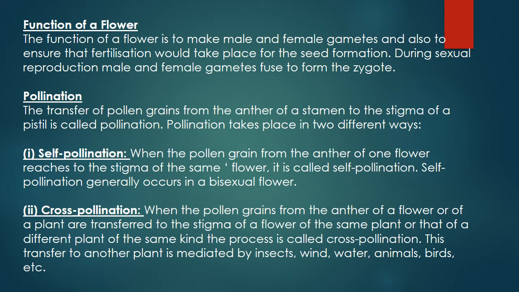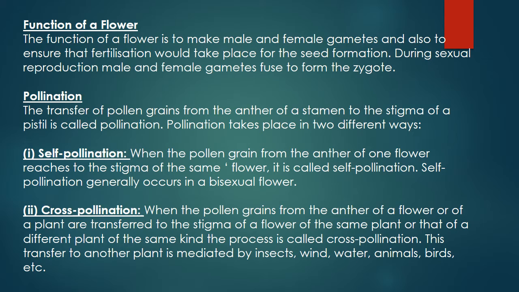Self-pollination is when the pollen grains land on the stigma of the same flower. When the pollen grain from the anther of one flower reaches the stigma of the same flower, we call it self-pollination or autogamy. Auto means same. Self-pollination can usually be seen in bisexual flowers. Then cross-pollination or xenogamy: when the pollen grains land on the stigma of a different flower, whether of the same species, same kind of flower or different kind of flower.